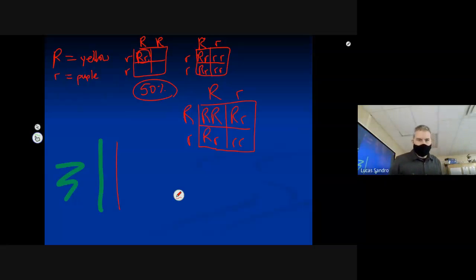Good? Except there's another section here. The F1 plant self-pollinated to produce 600 seeds. Uh-oh, math. F1, that's these. Self means this. We do this. And it says, if all 600 grow into plants, what number of them could you expect to have purple flowers?